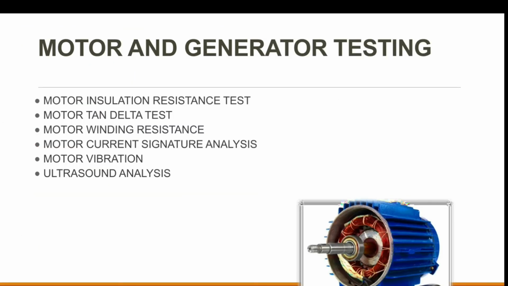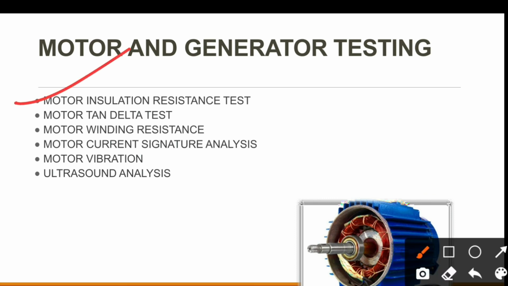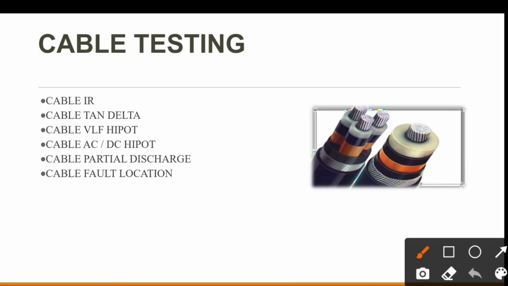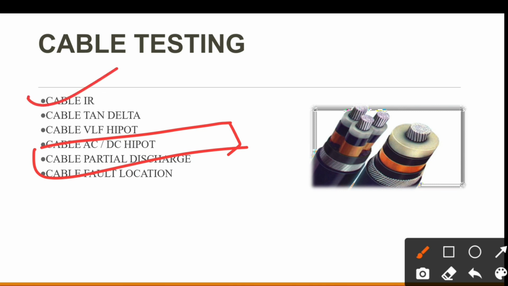Next one is motor and generator testing. That is the motor insulation resistance, tan delta test, winding test, current signature analysis, vibration, and ultrasound analysis. Next one is the cable. In the cable, one of the most important tests is the partial discharge test. Others are IR test, tan delta test, VLF hipot test, AC/DC hipot test, and fault location detection.